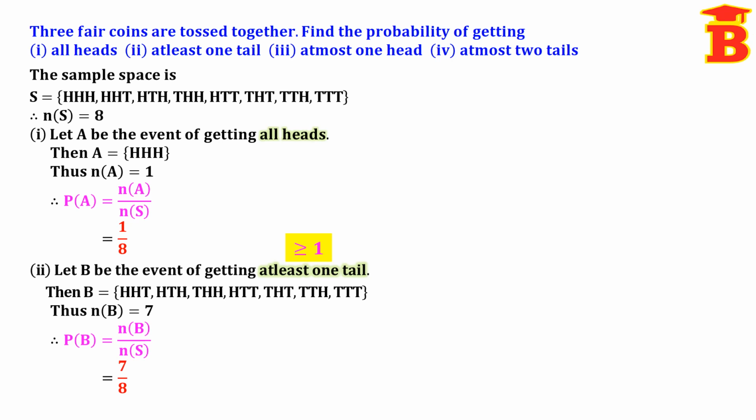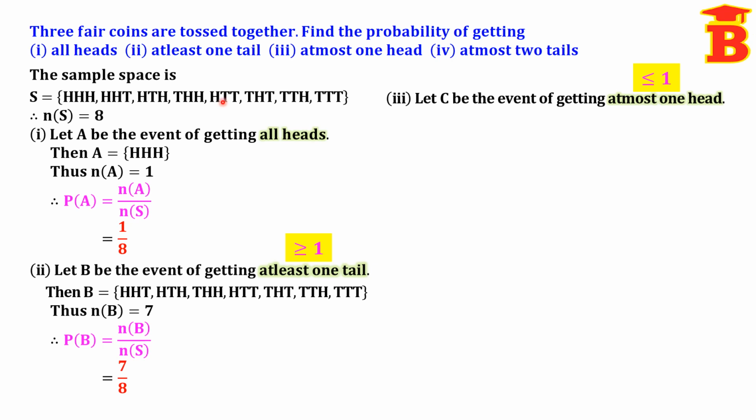Next, third question, at most one head. Let C denote the event of getting at most one head. Here at most means maximum. So maximum one head. Mathematically we write this as less than or equal to 1. So at most means maximum 1. We can have below that. So we write less than or equal to 1 head.